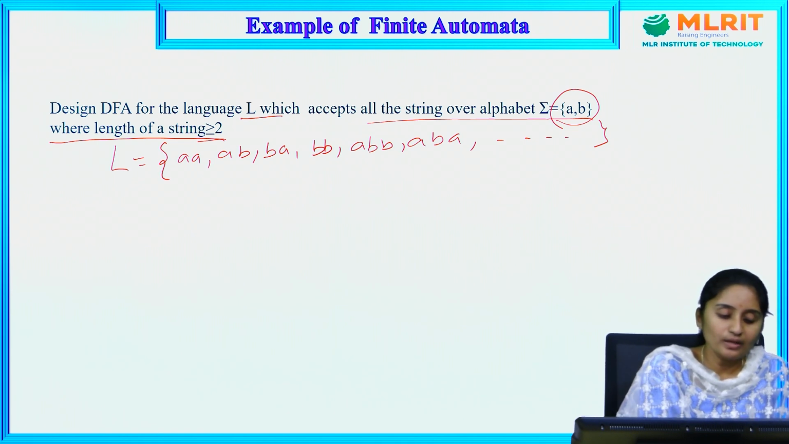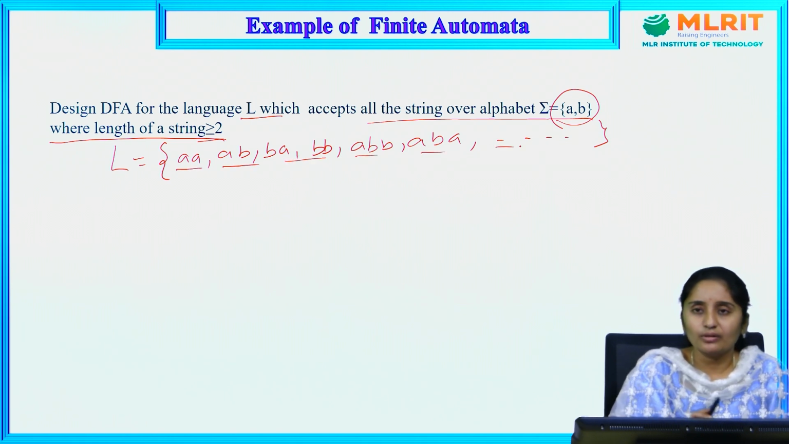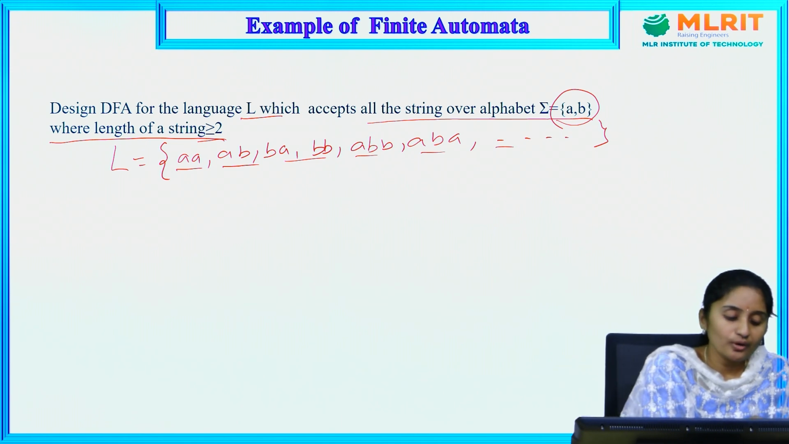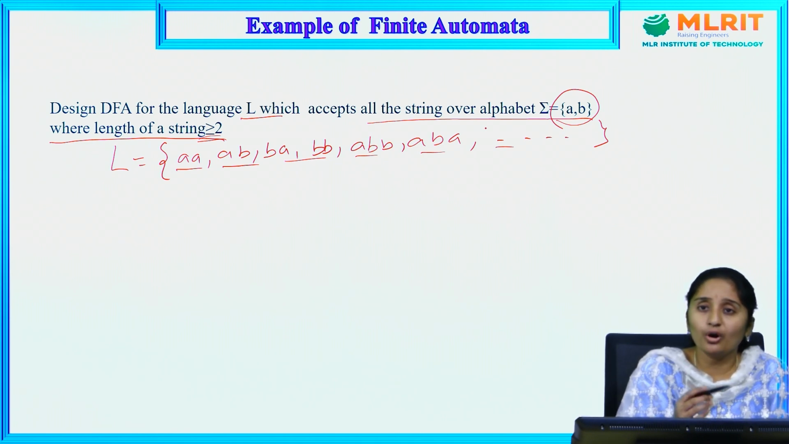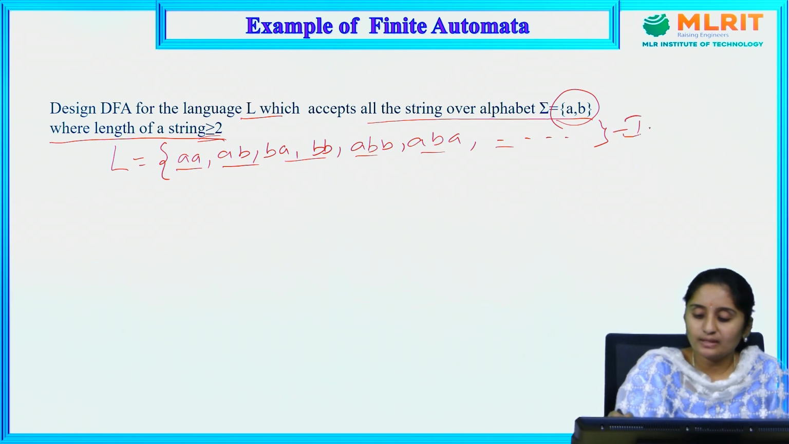So now what we need to do, check here, the string lengths are greater than or equal to 2. So now we are going to construct a language. The condition is it should be greater than or equal to 2. There is no constraint that it should have some fixed number of symbols, so we can have any number of symbols, 2 or more. So what type of language is it? It is an infinite language.